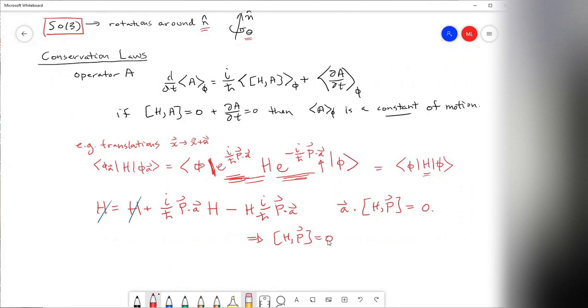So it means we can conclude from this, which is, by the way, called Ehrenfest's theorem, that P does not change in time.